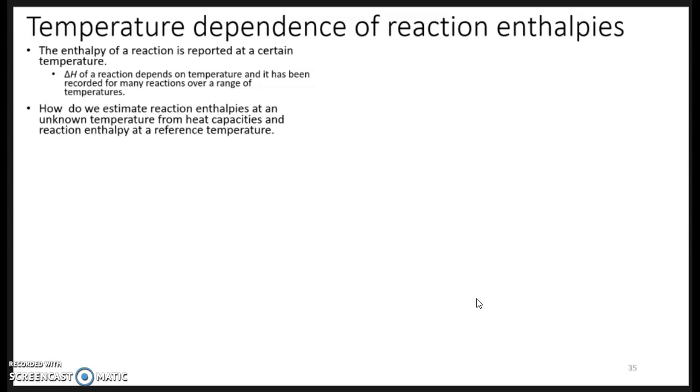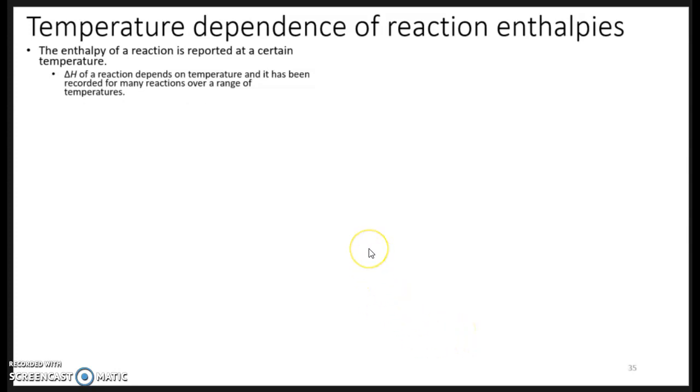Usually, the enthalpy of a reaction is reported at a certain temperature. The delta H for a reaction depends on temperature, and it has been recorded for many reactions over a range of temperatures. In a situation where the information for a certain temperature is absent, we may estimate the reaction enthalpy at an unknown temperature from its heat capacity and the reaction enthalpy at a reference temperature. This usually happens.